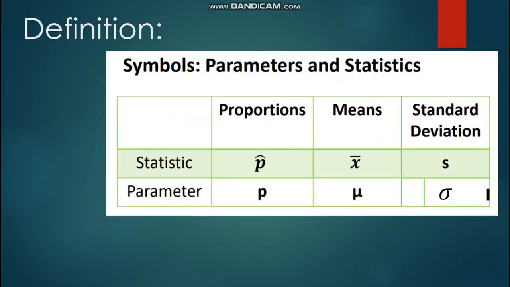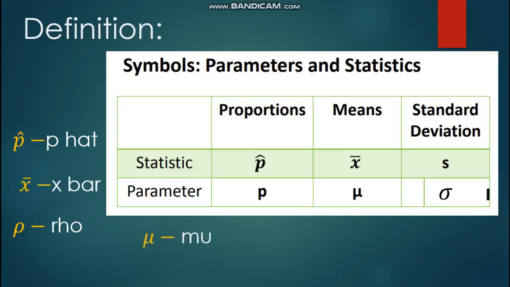Okay? Now, I have here descriptive measures of parameters and statistics and also their symbols. For statistics, for the proportion, the symbol we use is p-hat. For the parameter or population proportion, we use rho. For the sample mean, we use x bar, and for the population mean, we use the mu symbol. And for the standard deviation, for our sample data, we use small letter s. And for our population standard deviation, we use the symbol sigma.